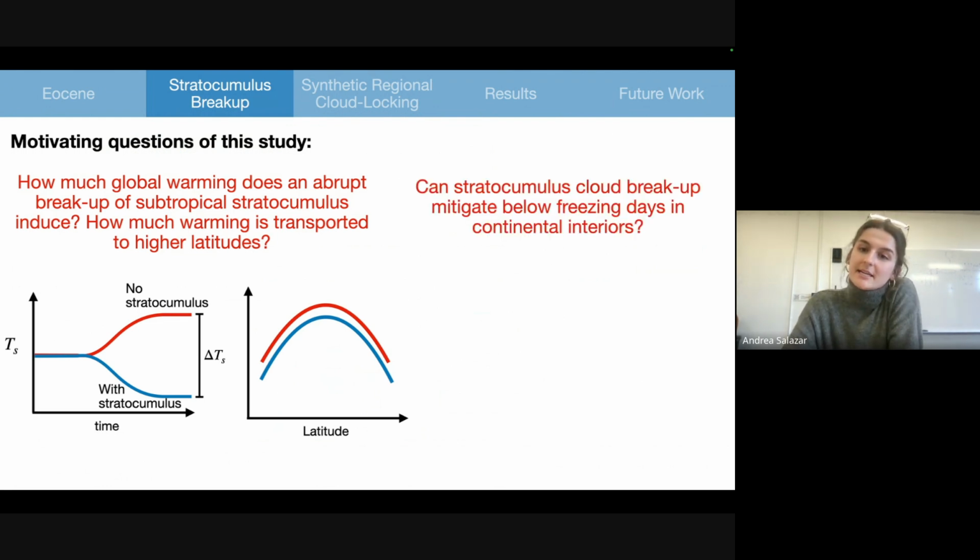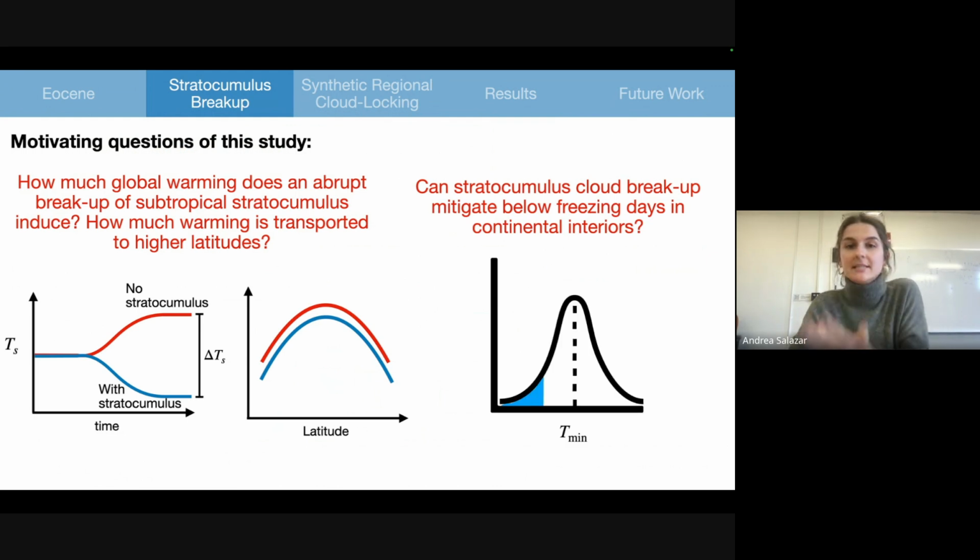And finally, we're interested in whether or not stratocumulus cloud breakup can actually help mitigate these below freezing days in the continental interior. So this is an example of a histogram of the minimum daily temperature in a region. And we want to see that we remove this below freezing tail from the distribution with a breakup of these clouds.